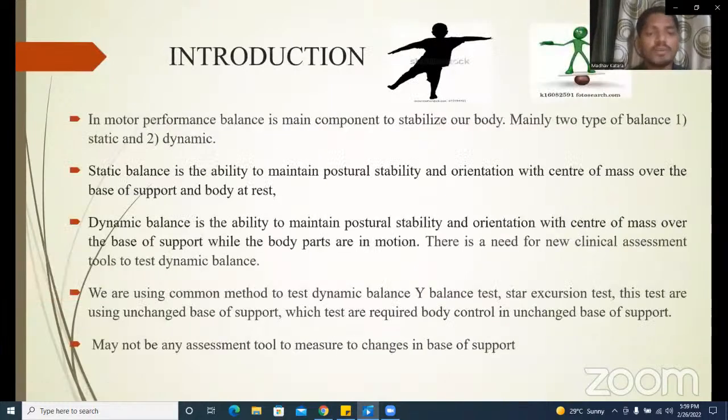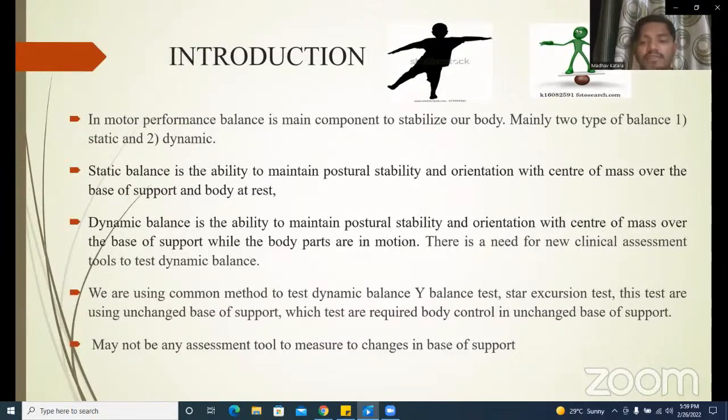Introduction. Balance is the main component of motor performance to stabilize our body, with mainly two types: static balance and dynamic balance. Static balance is the ability to maintain postural stability and orientation with the center of mass within the base of support while the body is at rest. Dynamic balance is the ability to maintain postural stability and orientation with the center of mass within the base of support while the body parts are in motion.